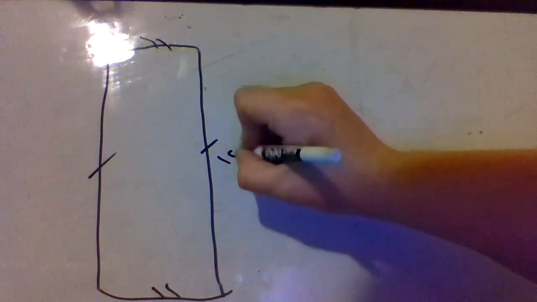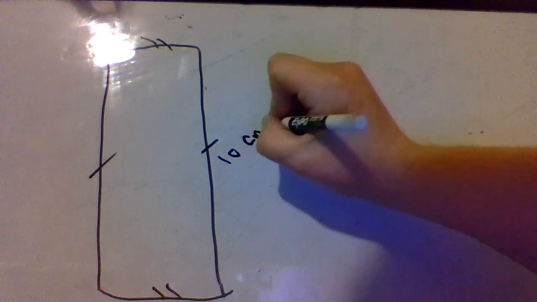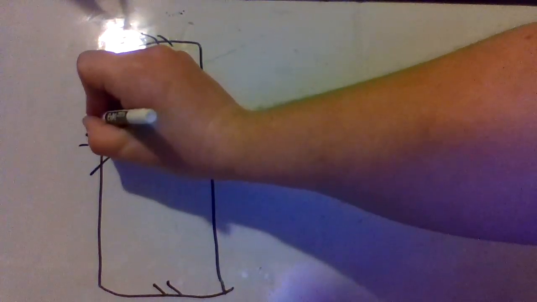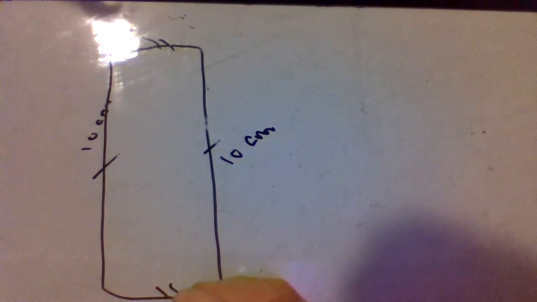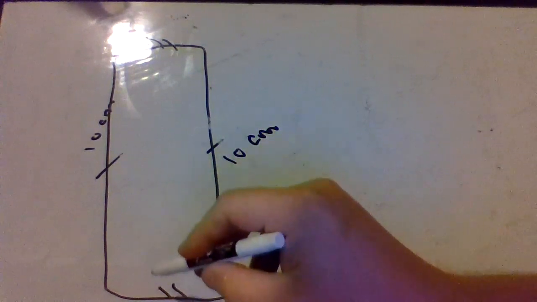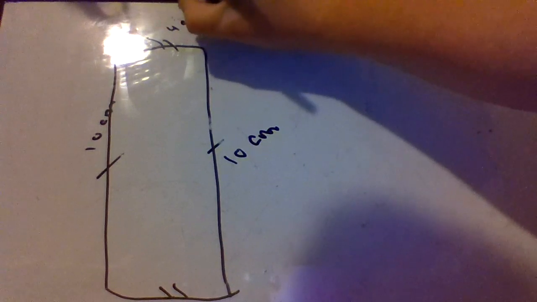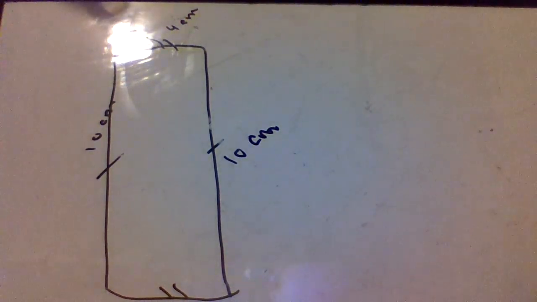So if this side is 10 centimeters, then what is that side? Right, 10 centimeters. Same thing here. This side is 4 centimeters. What is that side? 4 centimeters. Alright, so now we have all of our sides.